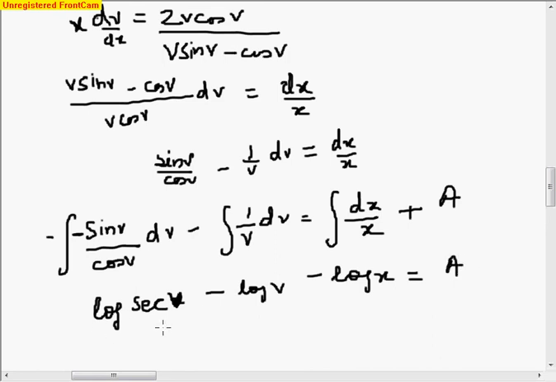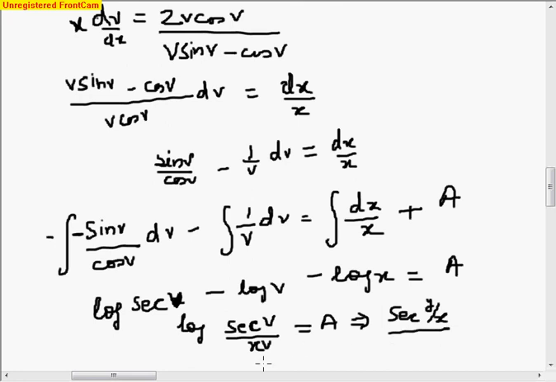So this is log of secant v upon x is equal to a. This implies secant v is y upon x, and this is y upon x into x, that is y, is equal to some constant, that is e raised to power a. Again we can call that a constant b. So my final answer is, just a minute, did I make some mistake?